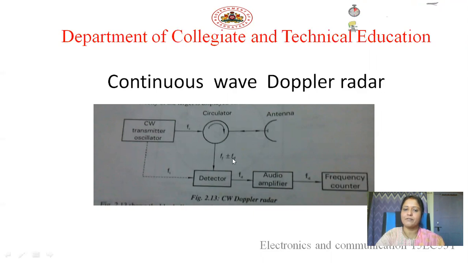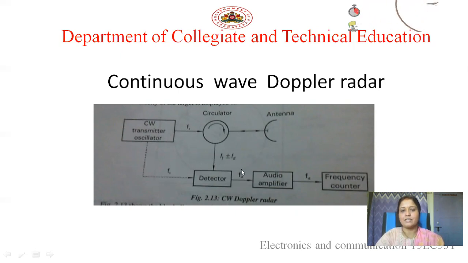ft plus or minus fd. That is also given to the detector point, and some part of the transmitted signal ft is also fed to the detector part here. Now these two signals are combined to remove the ft, and the output of this particular block is the fd, that is the Doppler shift. And if you know the Doppler shift, that can be easily calibrated as the relative velocity.